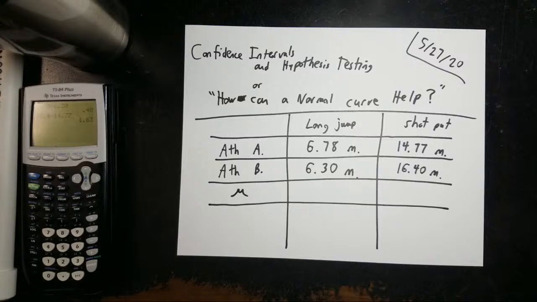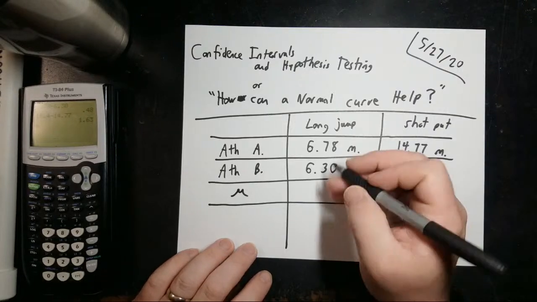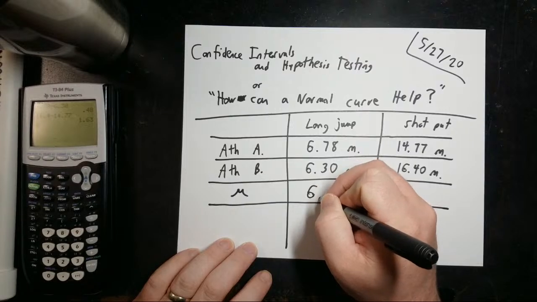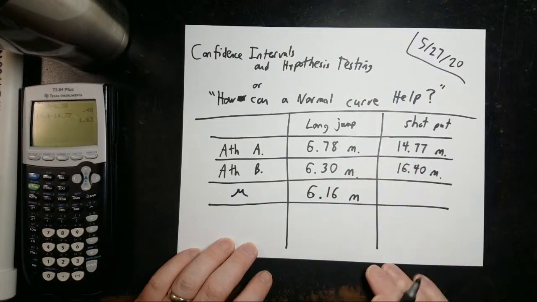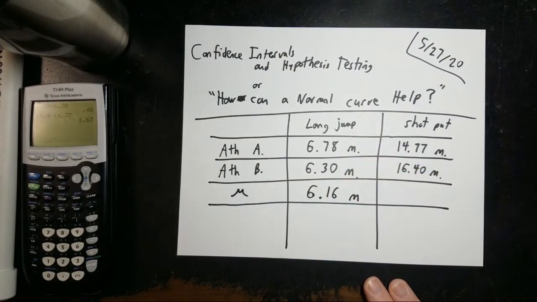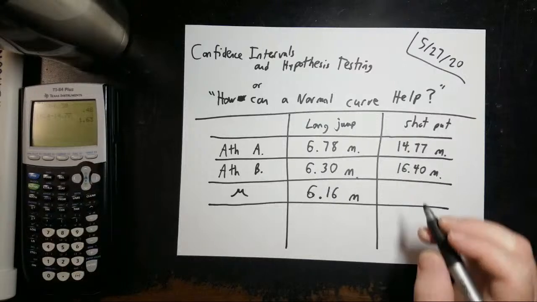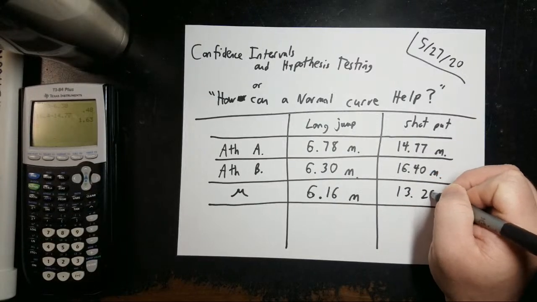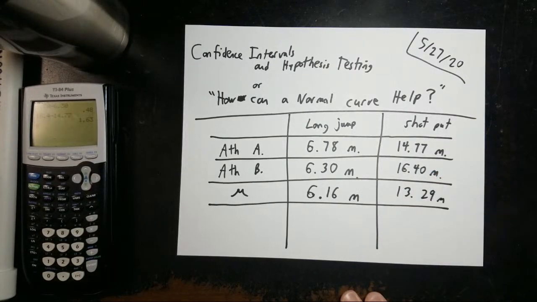You cannot say that one is better than the other when they have two competing qualities. Anyway, the average long jump on that particular day amongst all of the athletes was 6.16 meters, meaning that both athlete A and B were better than average. They were both better than average. In fact, the average shot put of the day was 13.29 meters. They were both better than average.